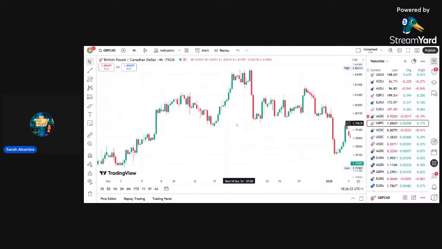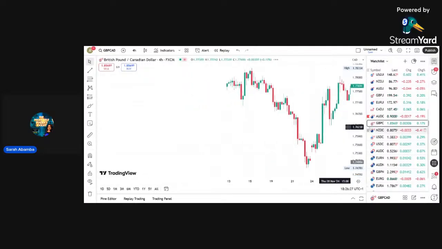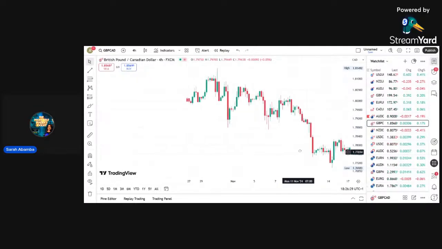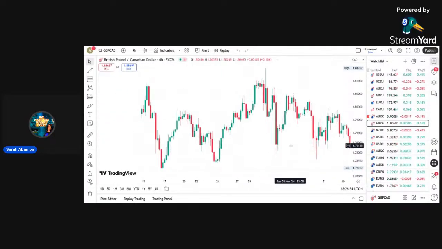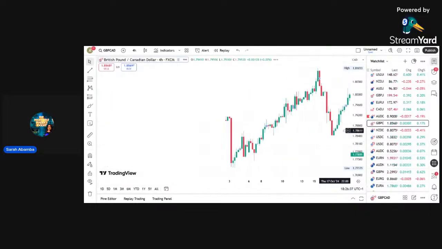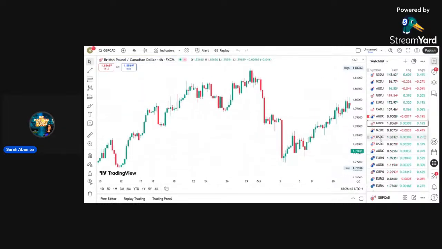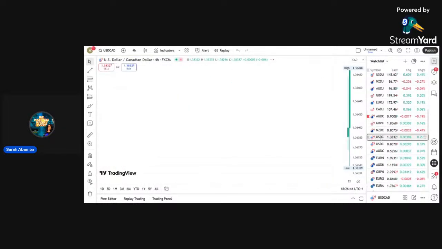I've not seen a very good example that I can use. I think I have to go to another pair. Like I said, since it works for all time frames and for all pairs, we are good to go. So I'm going to look for it in another pair because I'm not seeing it in this pair. Let me choose another pair.